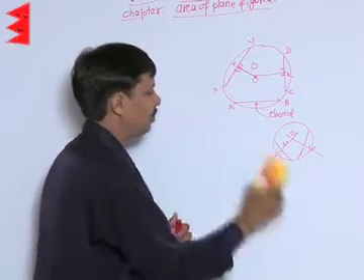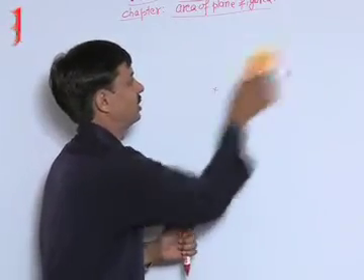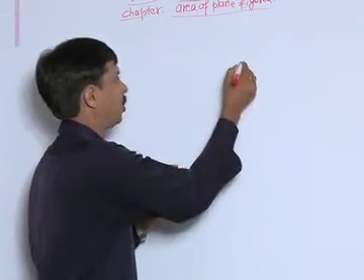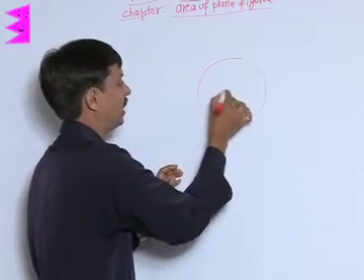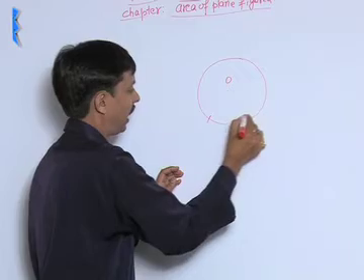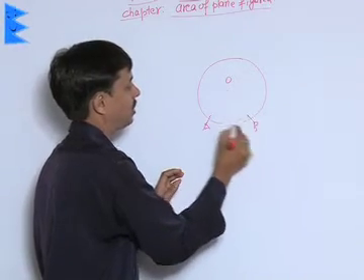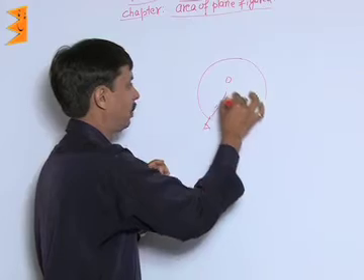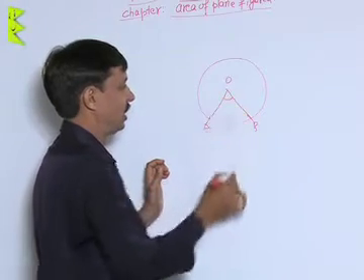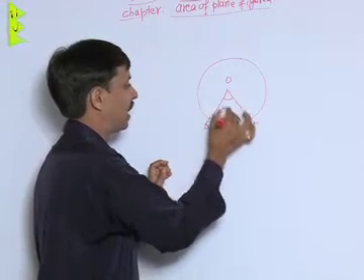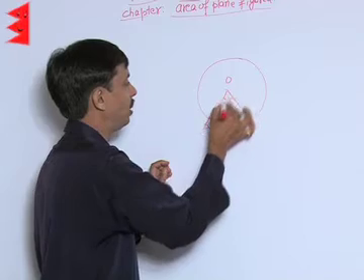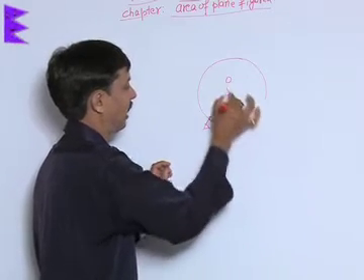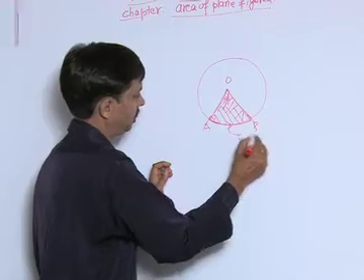Now the major thing is, what is a sector? Suppose I have a circle with a center, and the circle has an arc, suppose AB. When you join the end points of the arc to the center, then whatever part is enclosed between the two bounding radii and the arc is known as a sector.